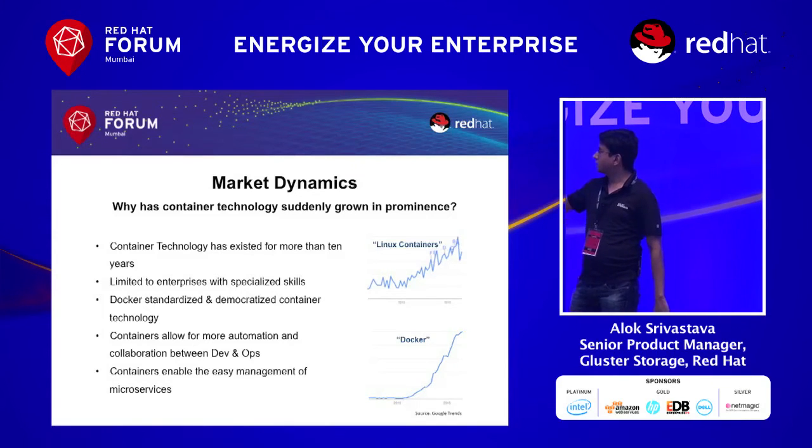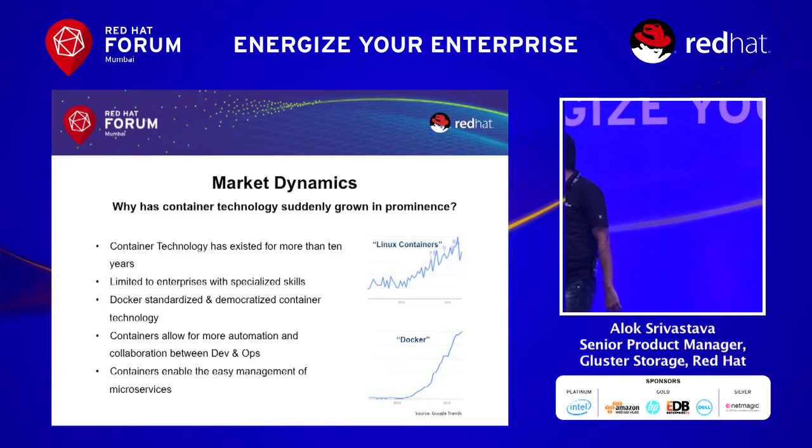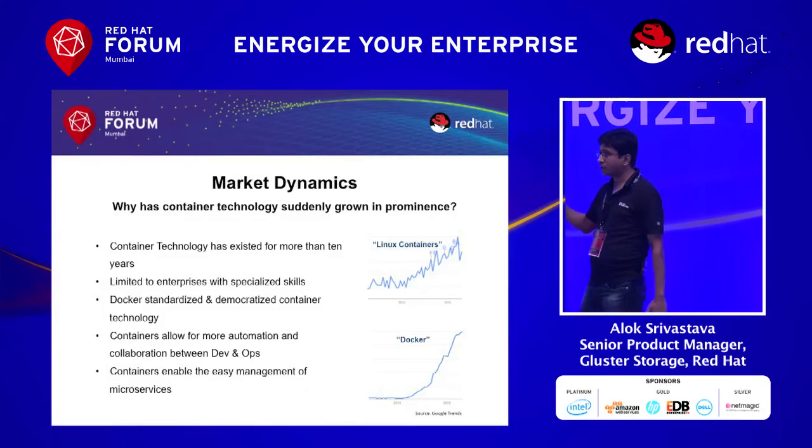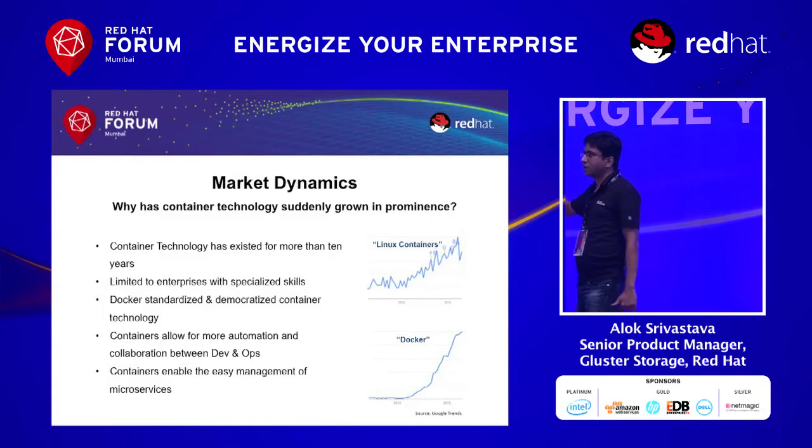So if you look at the graph for Linux containers, right, it has been there for more than 10 years, and it followed a haphazard pattern. There was growth, but it followed a haphazard pattern, and you needed people with very specialized skills to operate those containers. Now, if you look at Docker, it has grown tremendously over the last couple of years, right? And the growth is linear, but it's not haphazard.